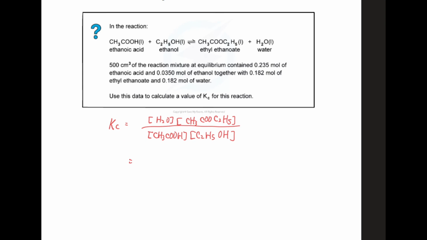What value do you substitute for the concentration of the first one, let's say H2O? I did 0.182 divided by 0.5. Yes, that's correct. So what value do you substitute for this? That one I did 0.182 over 0.5 as well. Then how about this one? 0.235 over 0.5. And finally, how about this? 0.0350 over 0.5.